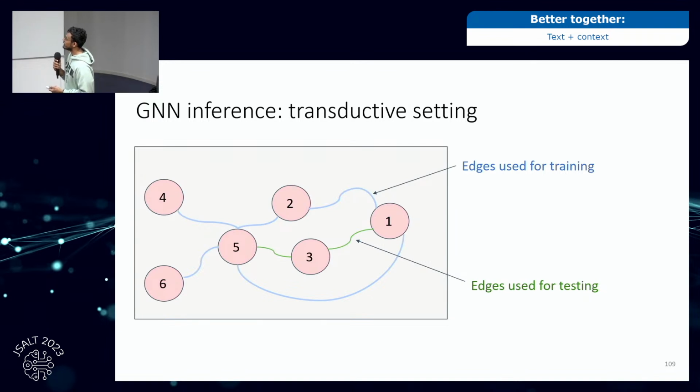The one setting is called the transductive setting. In this particular setting, we have access to only the blue edges during training time, and we are trying to predict the green edges as our target. But the thing is that we already have seen some of the neighbors of node 1 and 5, even though we are trying to predict them. So this gives us a little more information.